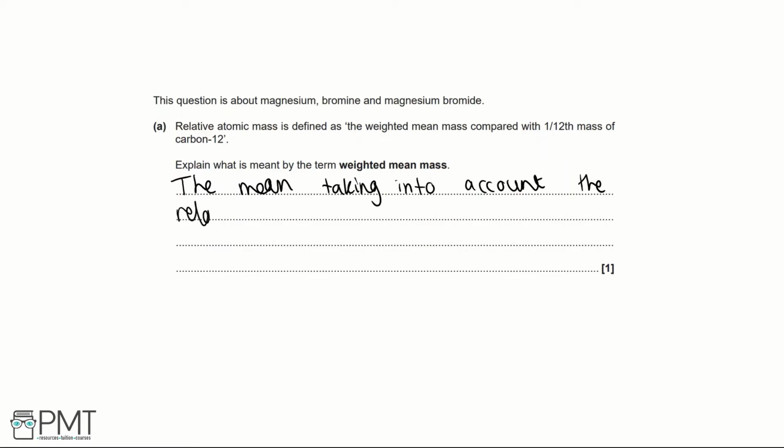So in order to get the mark for this question, you need to write this sentence: the mean taking into account relative abundances of the isotopes. If you got this question wrong, I'd recommend making a revision resource with this statement on it so that you can remember it for the future.